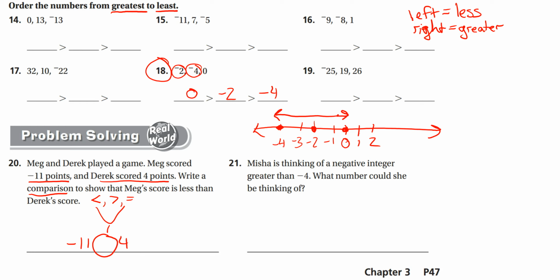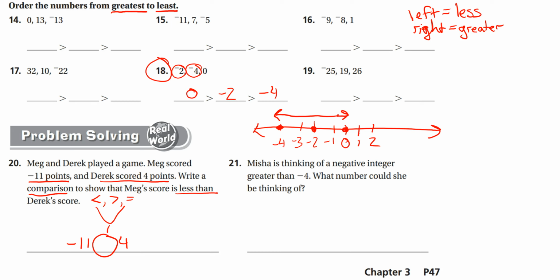So again, if you think of your number line, which number is going to be, well, it tells you Meg's score is less than, so you just want to write it in. So it says that. Here's Meg's score. You write in the less than sign, 4. Okay, 21. I'll let you finish 20 on your own.